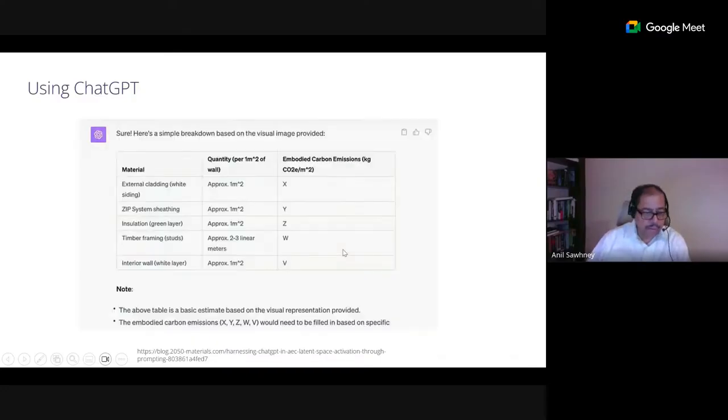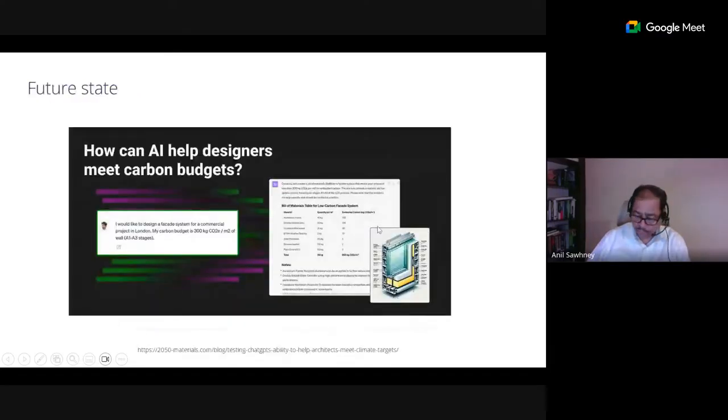Okay, so it comes back, and this is actually still sort of a prototype. It is able to calculate these materials, their quantities, and it can actually go search for EPDs, bring back the right emission factors, multiply, and give you these numbers. Okay.